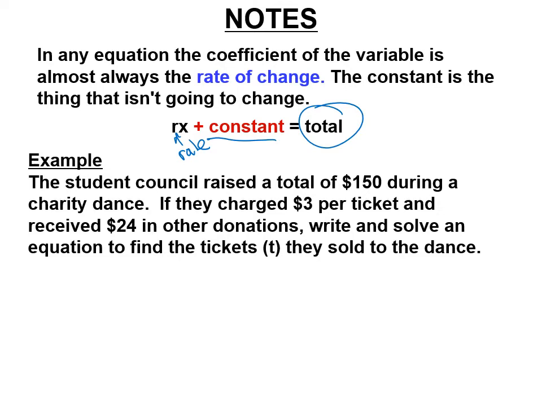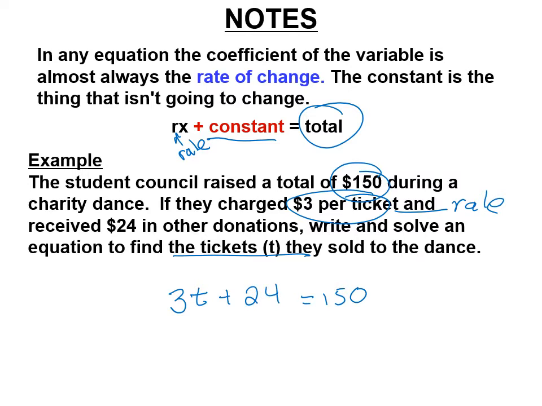So let's see our first one. The student council raised a total of 150. All right, so the total goes over here every time. During a charity dance, they charged $3 per ticket. That's our rate. The rate is going to be the first thing we write, the coefficient. We're not going to use X because it says we're going to find how many tickets they sold. So 3 times T. T stands for tickets. And notice we received $24 in donations already. That's the constant, the thing that already happened. We already received that, right? The past tense is a big hint there. So that's the two-step equation.